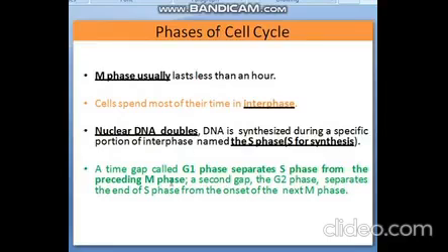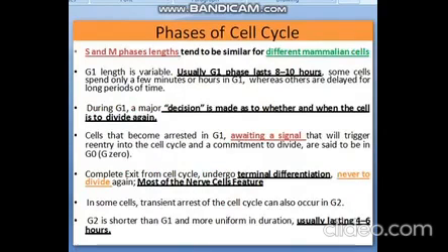The G1 phase separates S phase from the preceding M phase, and a second gap, called the G2 phase, separates the end of the S phase from the onset of the next M phase. So it is very important. These gaps are very important, and in between these gaps there are checkpoints which will ensure that the cell is going in the right direction if it is going to divide.